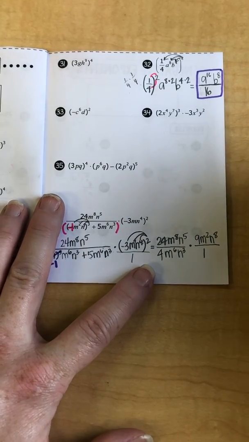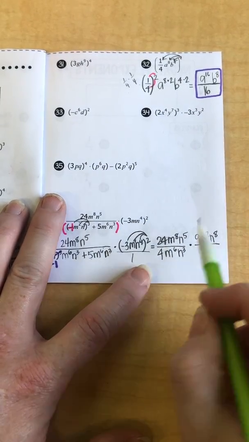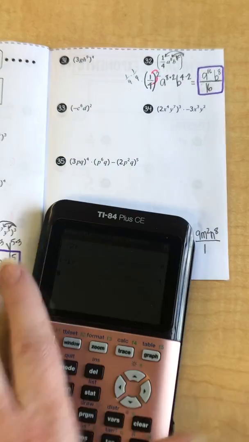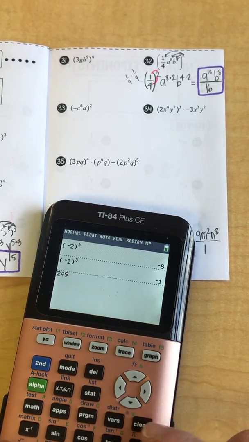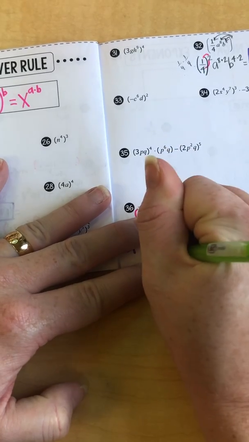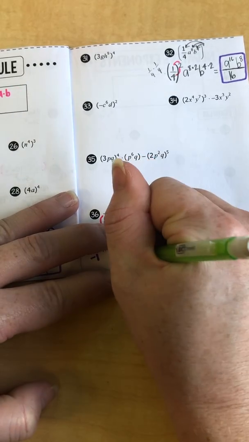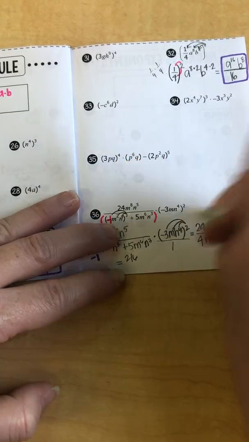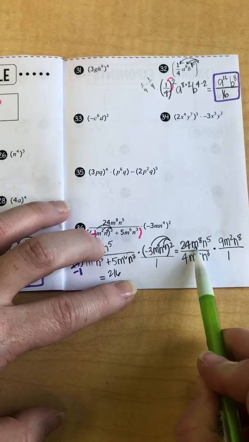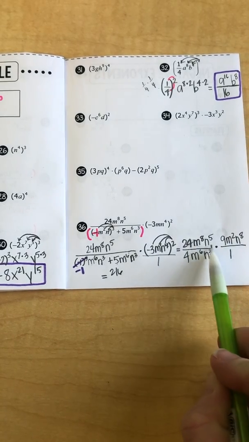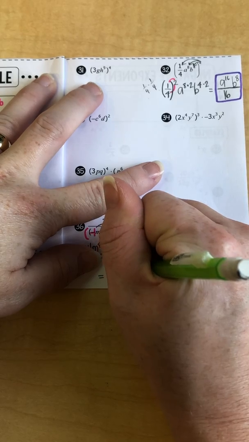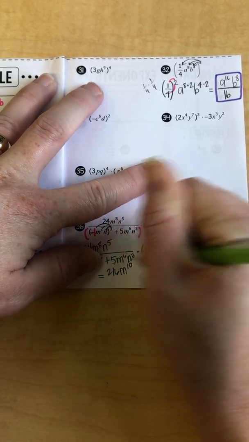Okay, so right here, I want to put everything together that I can. I'm going to multiply straight across. Okay, 24 times 9 is 216. I'm going to carry on the next row. 216, m to the 8th and m squared. I'm multiplying two things together that have the same base. So 8 and 2 are going to be added. So that's m to the 10th power.